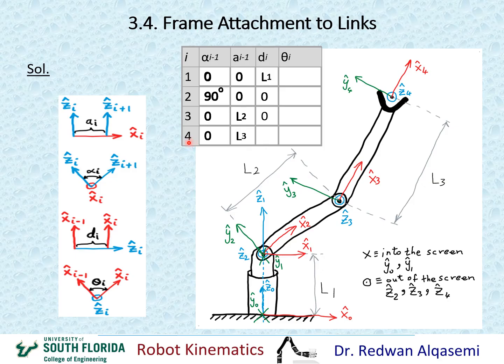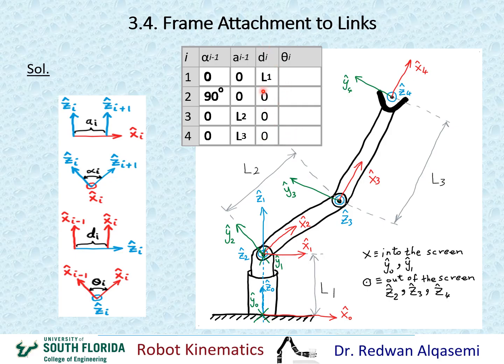Now when i equals 4, I'm looking at D4. So for D4, I'll be looking at X3 and X4 along Z4. X3 is right here and X4 is right here along Z4, which is right here coming out of the screen. Obviously this line intersects with this line, and they're the same line. So that means the distance between them along Z4 will be 0. So that means D4 will be 0.